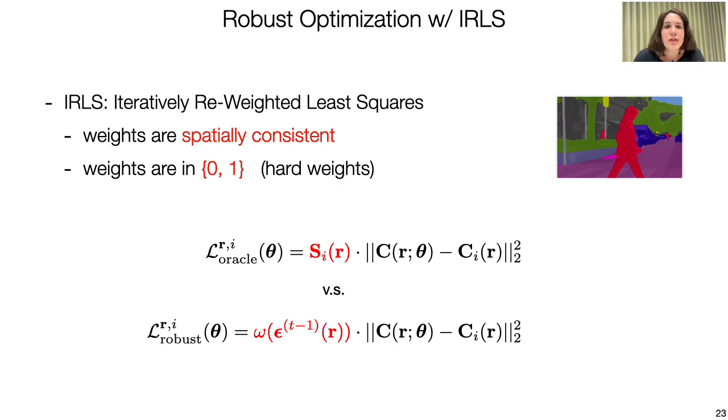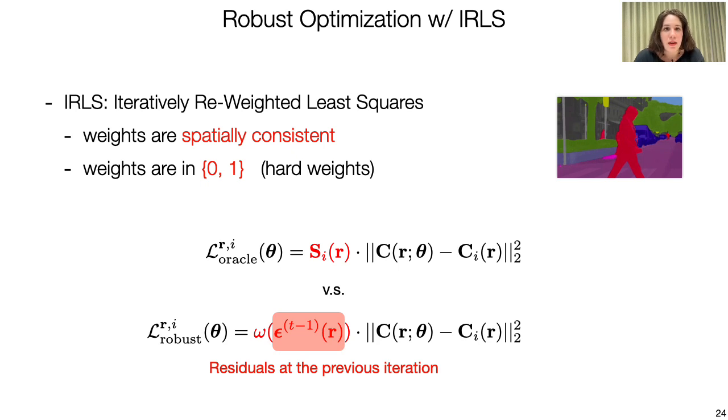Therefore, we try to simulate having an oracle segmentation S by using iteratively reweighted least squares, or IRLS. In IRLS, the kernel function changes based on the residuals at the previous training iteration. Therefore, as soon as the residuals start to get good, the outliers will pop out, similar to having an oracle segmentation.